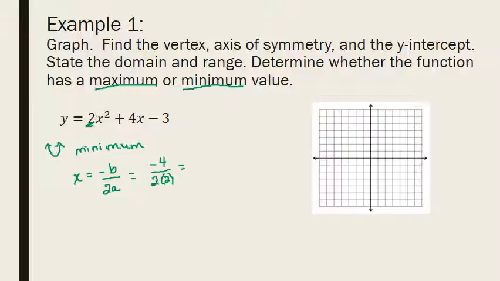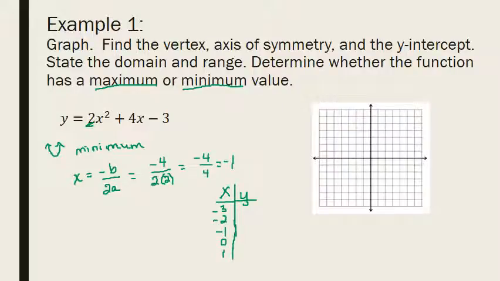So that gives us negative 4 over 4, and that gives us negative 1. All right, so now I'm going to make an XY table, and I'm putting this negative 1 right in the middle of it. So that means I'm going to put negative 2, negative 3 above it, and 0, 1 below it.